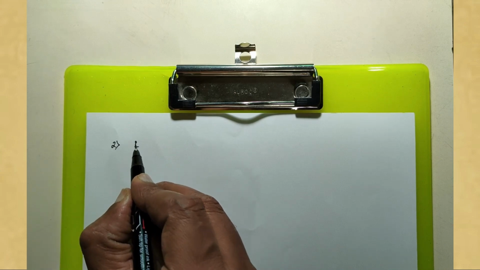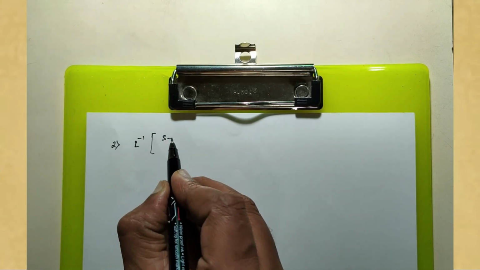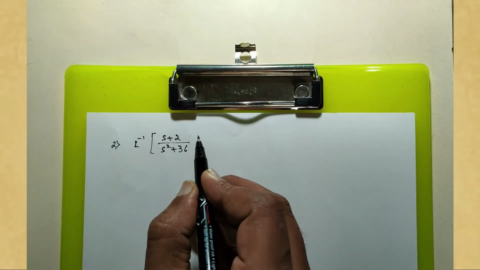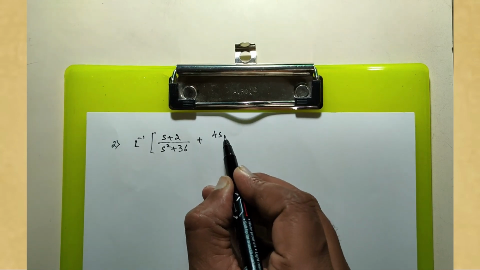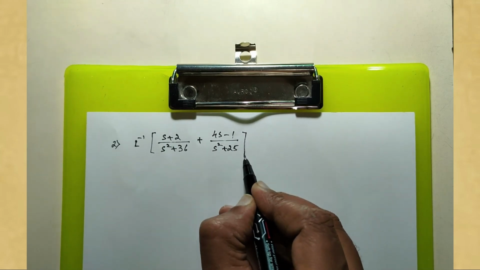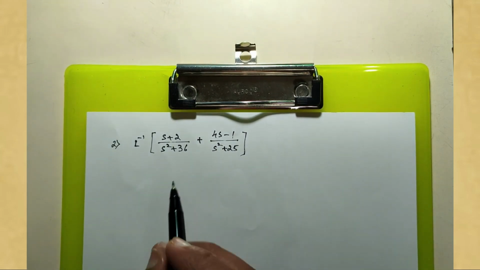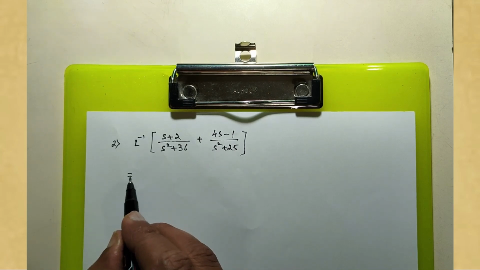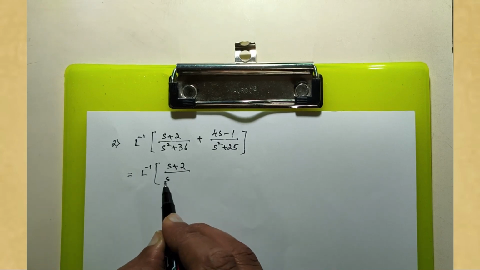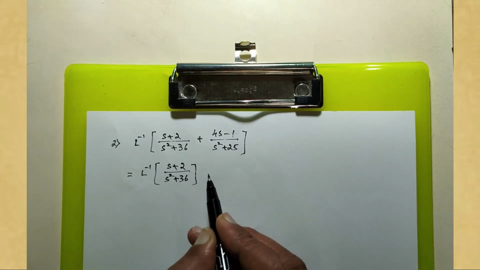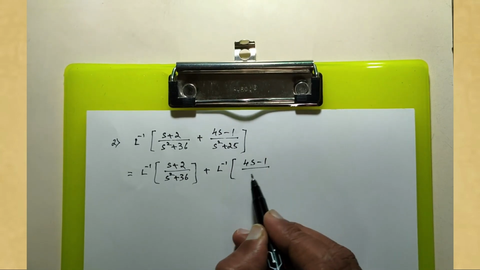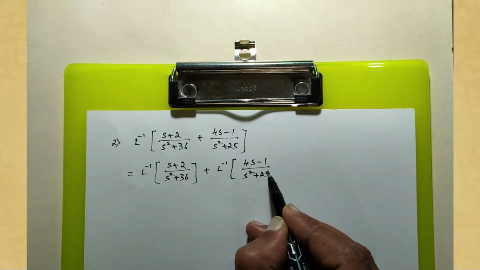Evaluate L inverse of (s plus 2) divided by (s square plus 36) plus (4s minus 1) divided by (s square plus 25). So now I need to apply inverse transform individually for each of the terms. So I can rewrite this as L inverse of (s plus 2) divided by (s square plus 36) plus L inverse of (4s minus 1) divided by (s square plus 25).